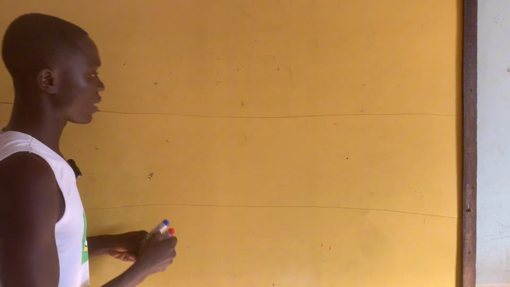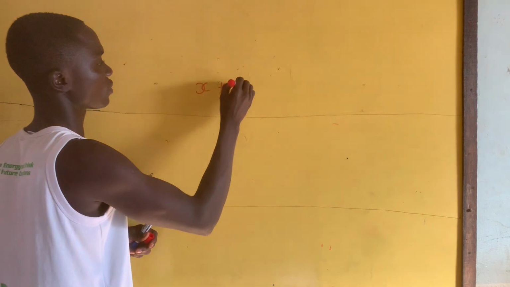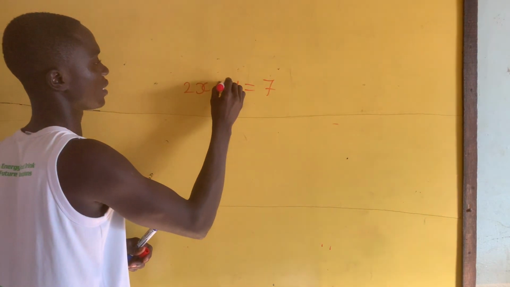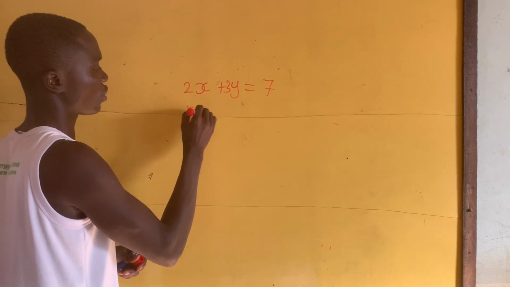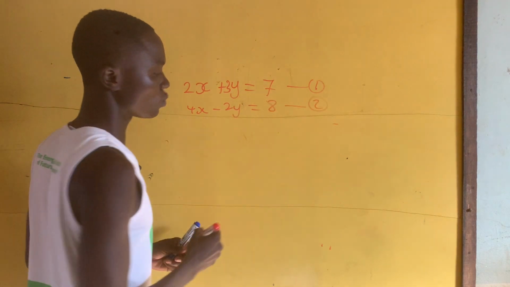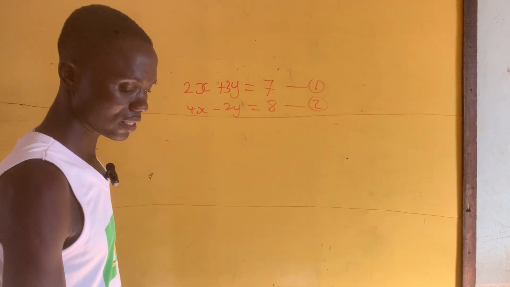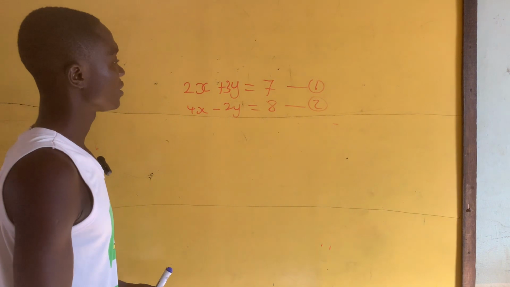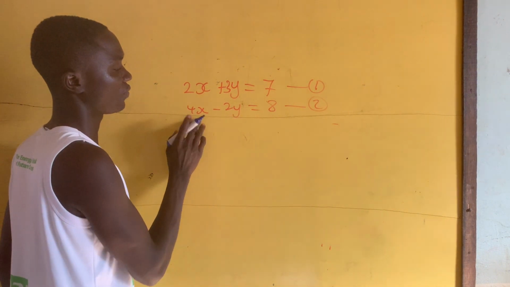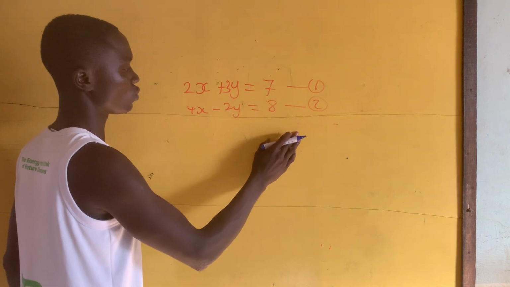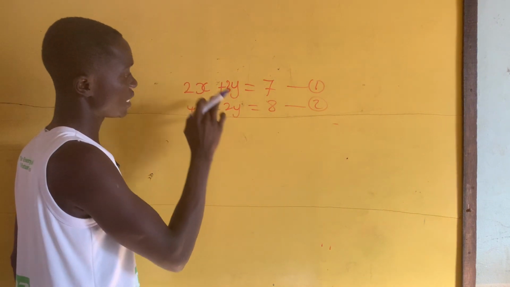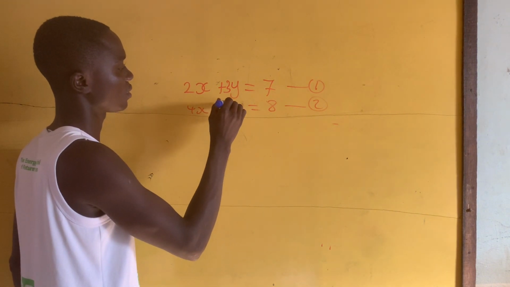Now, let me write x plus 3y equals 7. Let me write 4x minus 2y equals 8. Equation 1 and then equation 2. Let's solve these two equations by elimination. Here you can divide by 2 to reduce the equation. You see, 4, 2, 8. So let me change it and make here, let's say, 5.